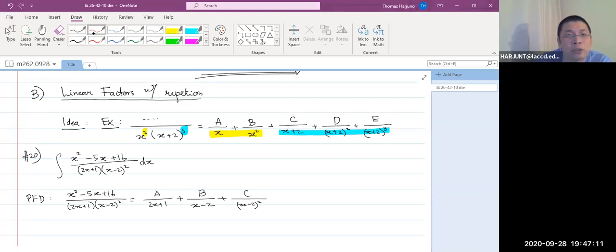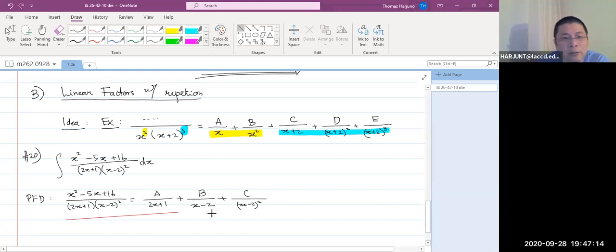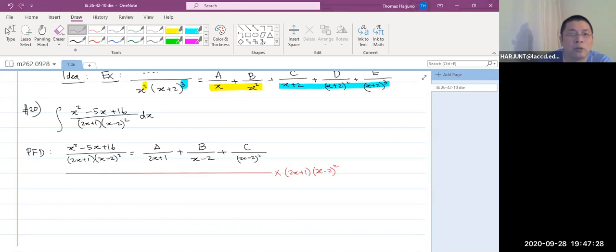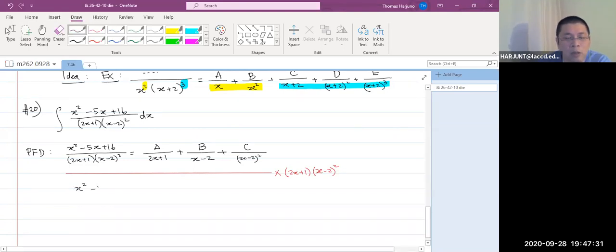We will do the same procedure. I will multiply by the LCD to get rid of the denominators, right? We multiply by 2x plus 1 times x minus 2 squared, such that we get on the left hand side x squared minus 5x plus 16. On the right hand side I will get a times x minus 2 squared, plus b times x minus 2 times 2x plus 1, plus c times 2x plus 1.